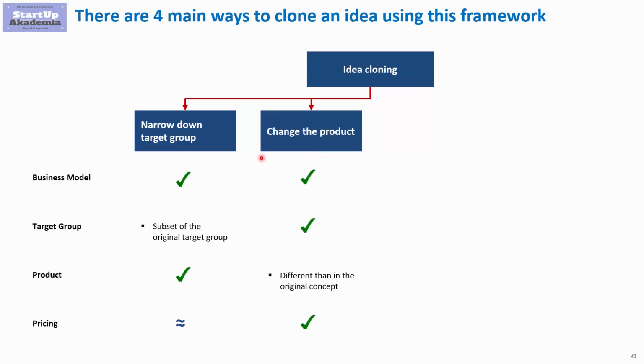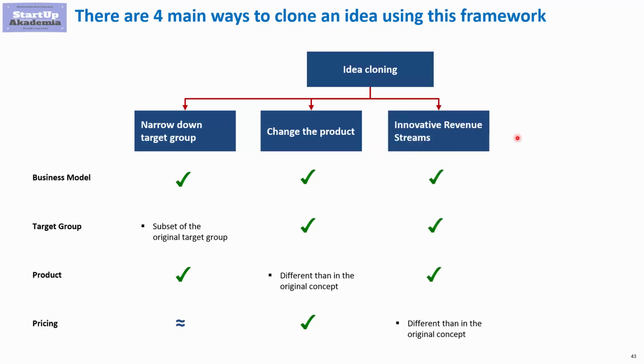Another way to clone an idea is to change the product to another one. Business model, target group and pricing remain the same. Many cloning attempts are concentrated on the pricing. In this case everything stays the same, except for pricing. When it comes to pricing you try to find innovative revenue streams. In other words you look for innovative ways to charge the customer, capture the value that you create for him. We will discuss this later in the course in more detail.